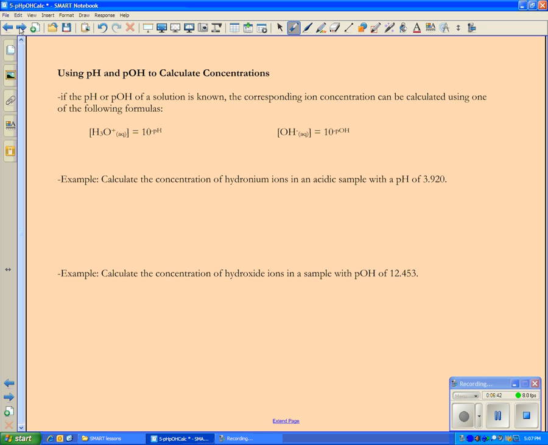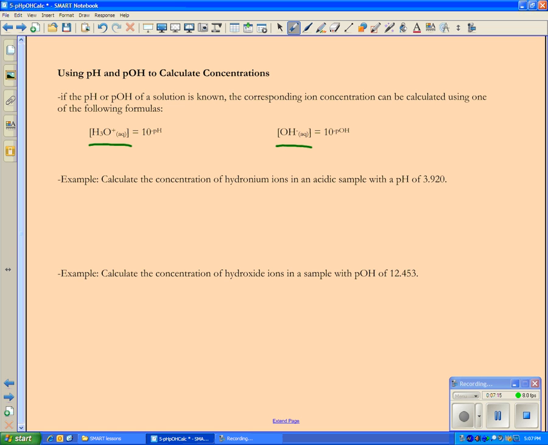If we want to do a reverse calculation, so if we have pH or pOH and we want to find concentration, then we have a slightly different formula. To calculate the concentration of hydronium ions in moles per liter, we would do 10 to the exponent negative pH. If we need to find the hydroxide ion concentration, we would do 10 exponent negative pOH. So make sure you have the proper pH or pOH for the calculations.